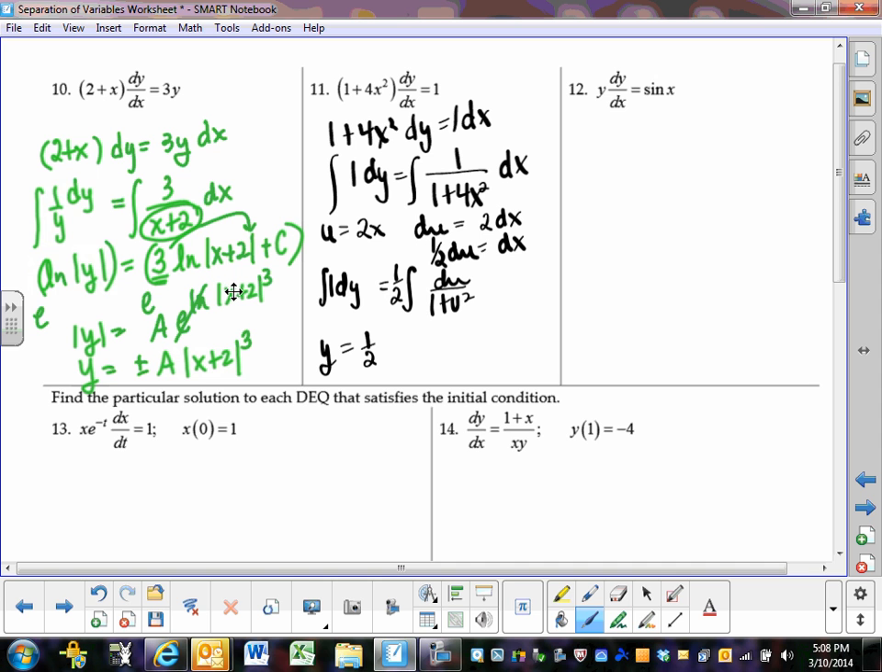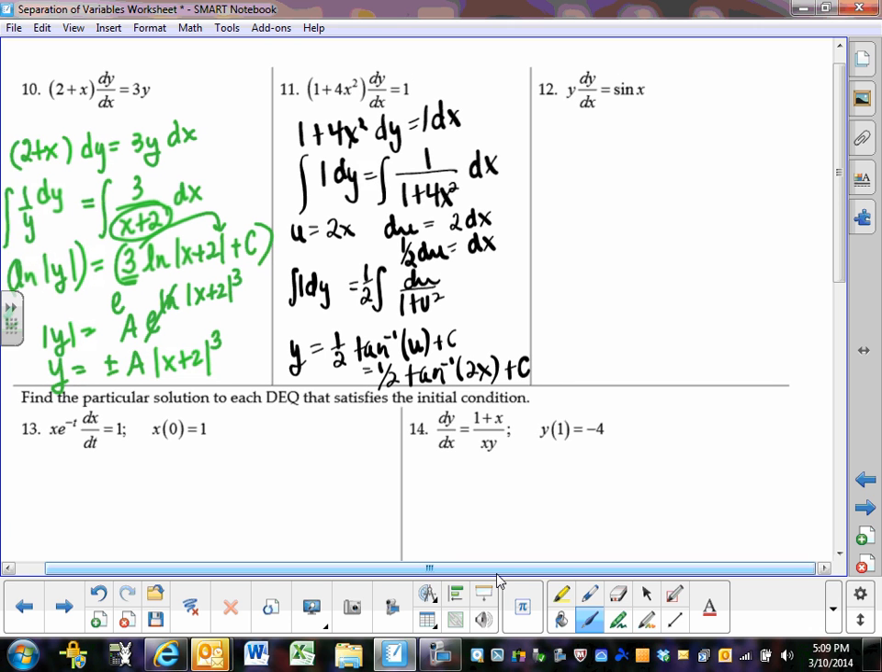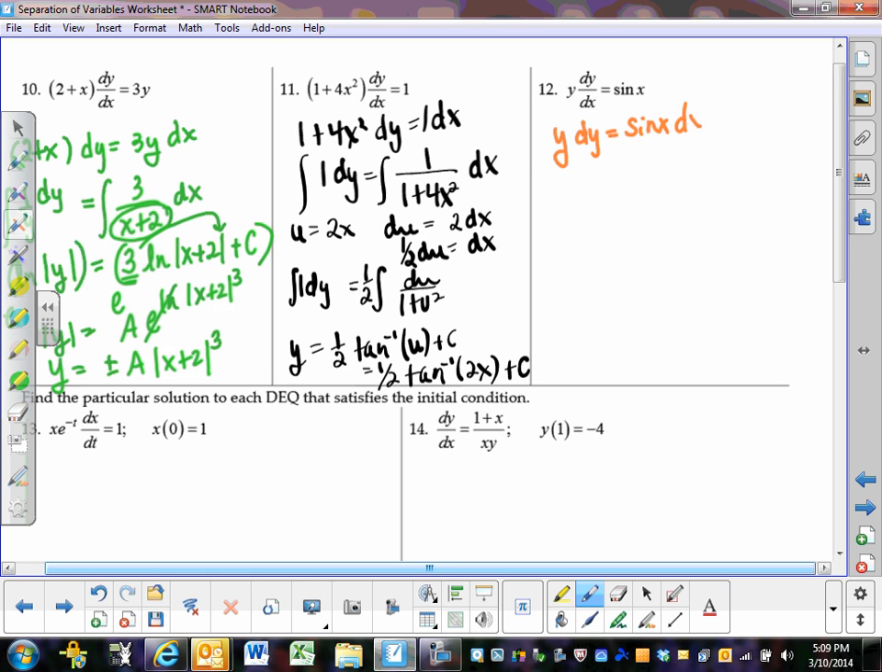So now this time when I e both sides, before I do that, I have a 3 in the way. So I'm going to move that 3 up so that when I e, I'm going to have the absolute value of y is a, because we have e to the c still, e to the natural log of absolute value of x plus 2 cubed. So this will cancel, and y will be plus or minus a, absolute value of x plus 2 cubed.